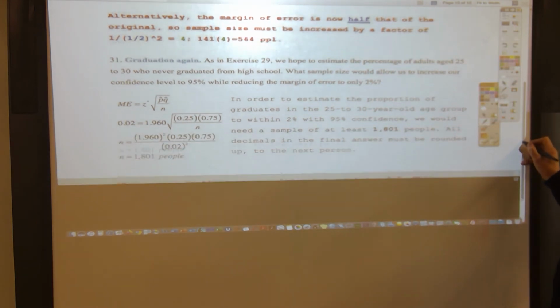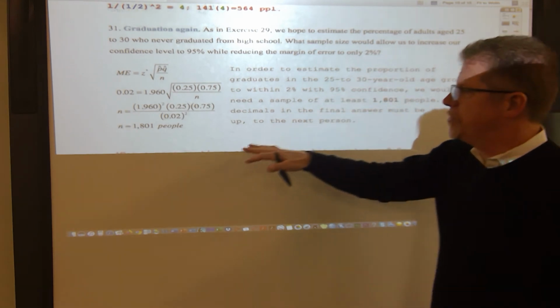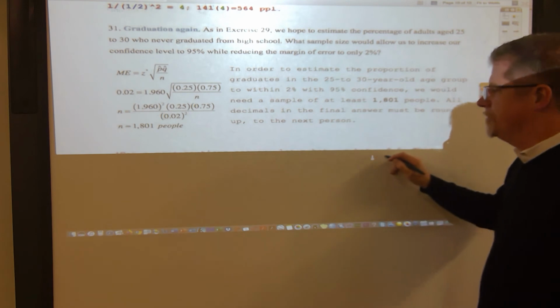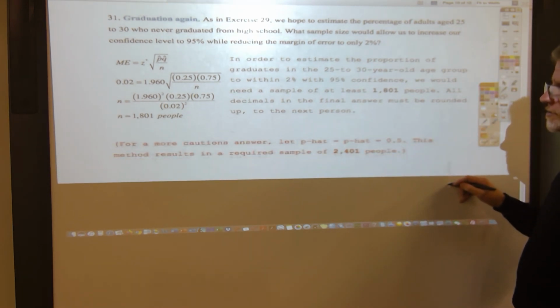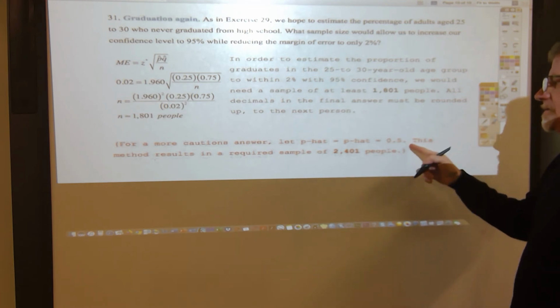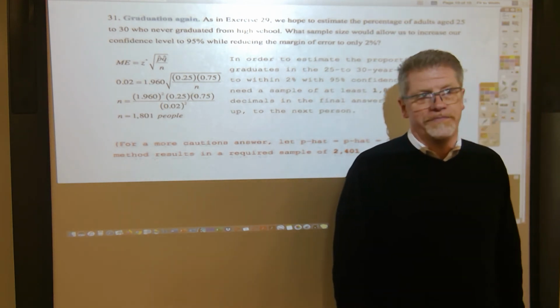It comes out to a huge sample size. Oh my goodness, we want to be more confident and a margin of error of only 2%. This is an enormous sample. Some might even characterize it as ginormous. And then the conservative one would be even bigger.